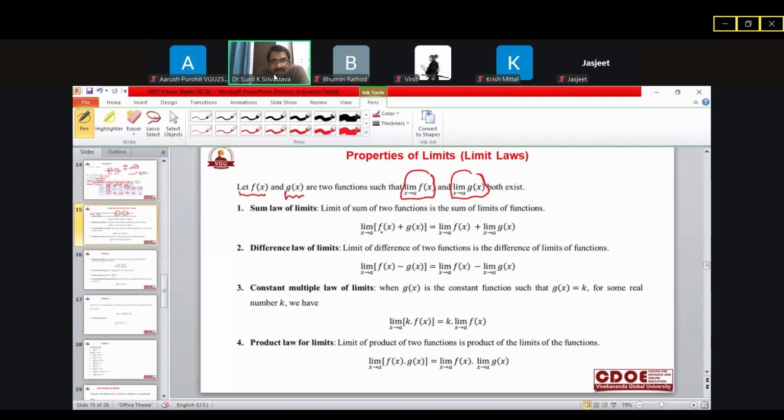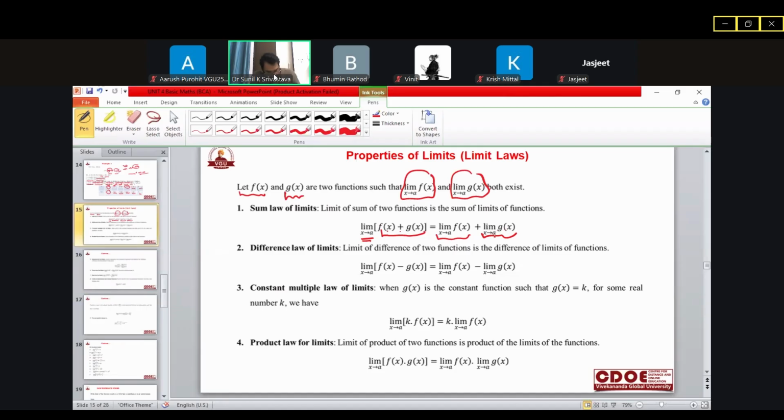So there's the limit of their sum function. We have the sum of the functions f of x plus g of x at the same limit, described as the sum of their individual limits: limit of x tends to a f of x plus limit of x tends to a g of x.